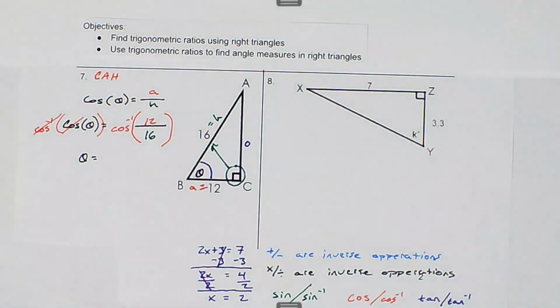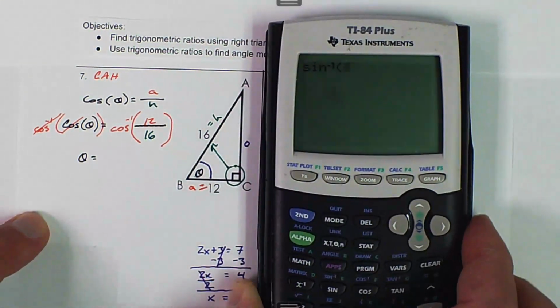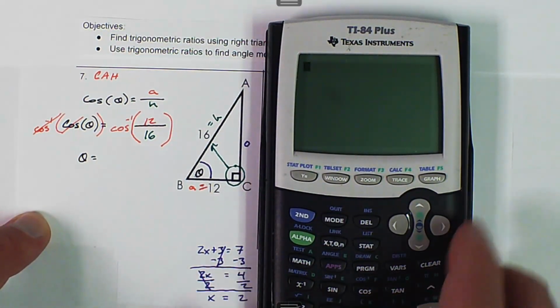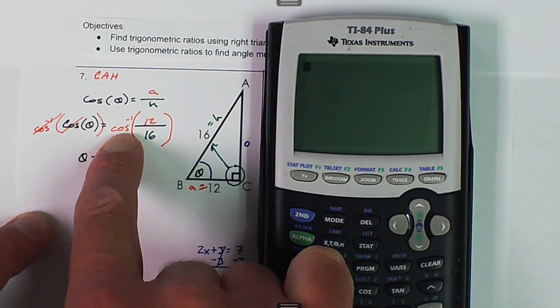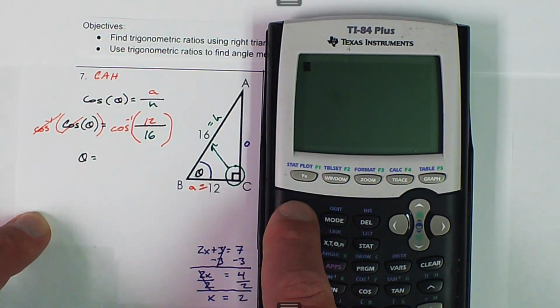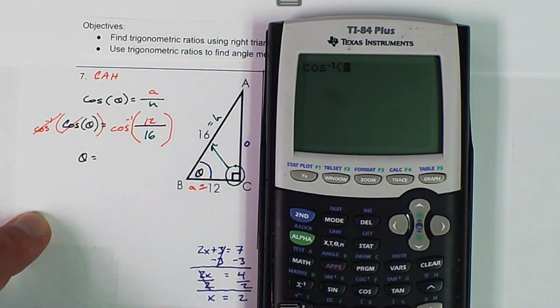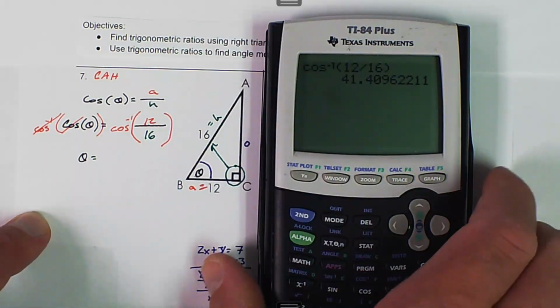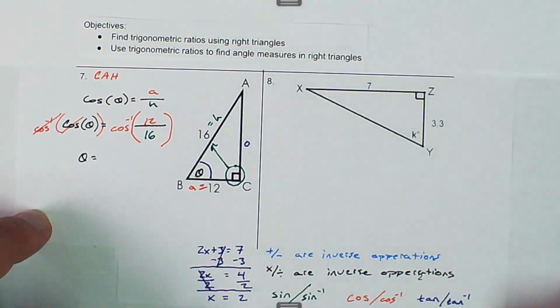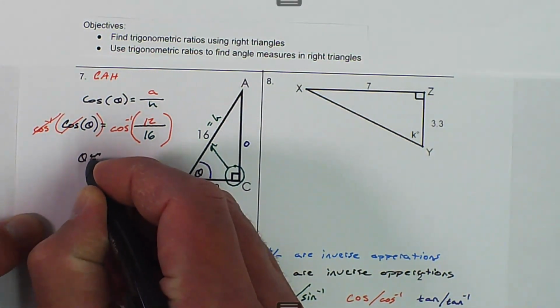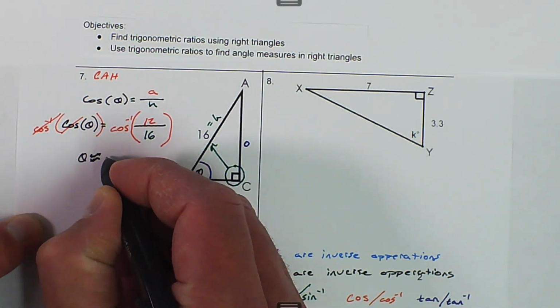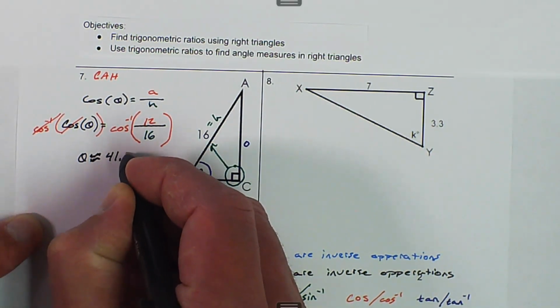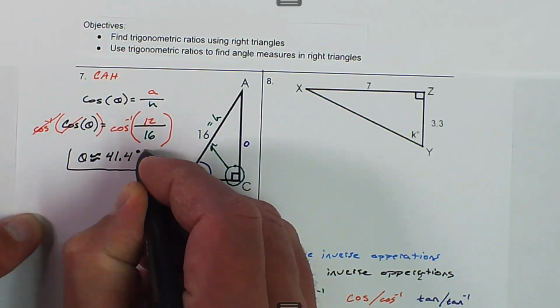Now we can use our calculator to get the value there. Because cosine inverse is in blue, we're going to hit second cosine, which gives us cosine inverse. 12 divided by 16, and that is equal to approximately 41.4 degrees, because now we've calculated the angle. So theta is approximately equal to, because it's not exact, it's rounded, 41.4 degrees.